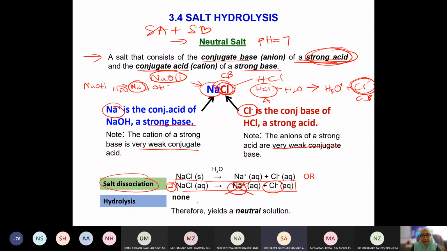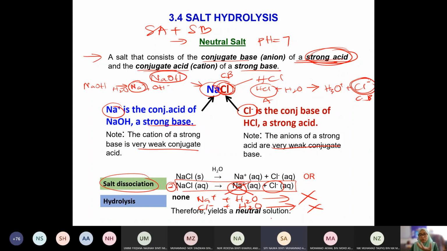That means Na plus and H2O will not produce any H3O plus or OH minus. Same goes to Cl minus. Okay, if you were to write the equation, it will not produce any product. In fact, it will not react with water at all. So that is why, okay, the pH of the salt is equal to neutral pH.